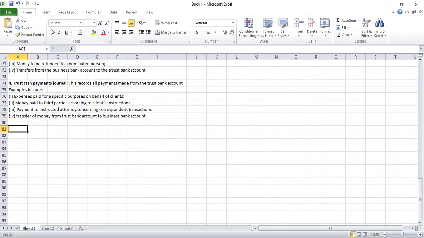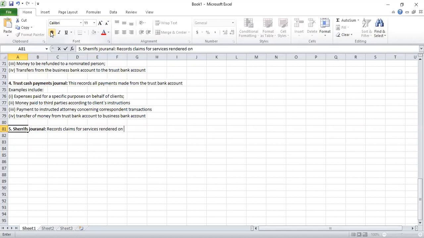Right. Then we've got the sheriff's journal. It's not all practitioners who keep this journal, but if you are making a lot of payments to the sheriff, you might need to keep a sheriff's journal. So this records claims for services rendered on credit by sheriffs. If you paid, you'd record in the business cash payments journal. So if you have got sheriffs providing a lot of transactions, you can decide to keep a sheriff journal, but it can be an option.